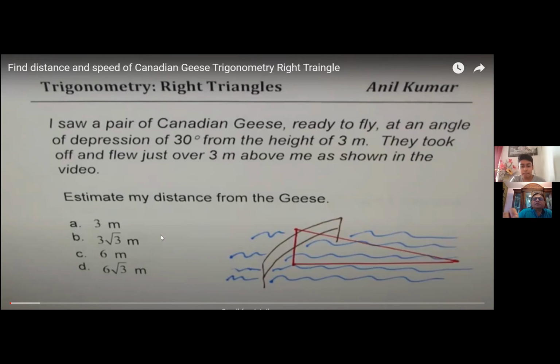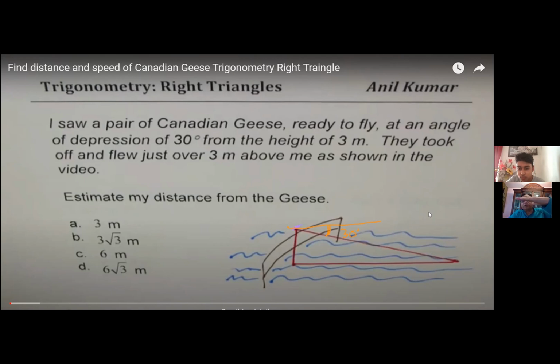Okay, so let's try to understand this particular question, and then we'll see the video, and you may help me answer this question. Let us say that's a bridge on which I'm standing, and the geese actually flew 3 meters above me. So that is the position. And what I'm trying to say is this angle of depression. So let's try to understand what is angle of depression. If I make this horizontal line, then from horizontal it is 30 degrees. That is what angle of depression is.